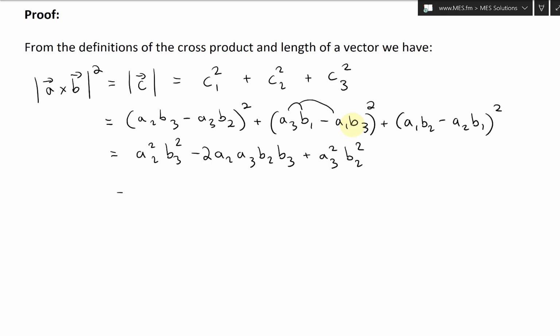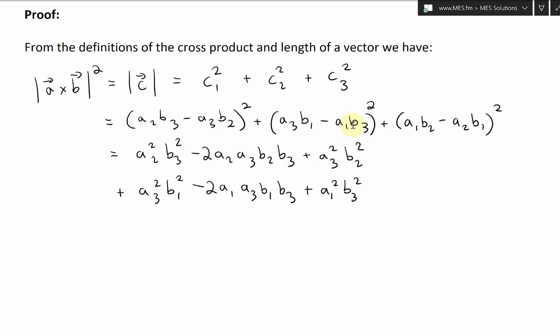In other words, we get plus a3 squared b1 squared minus, now we're going to have a1, a3, and then b1, b3. And then the next setup is this multiplied by this and itself. In other words, we're going to have the exact same this, a2. And then plus, the negatives cancel, a1 squared, b3 squared.